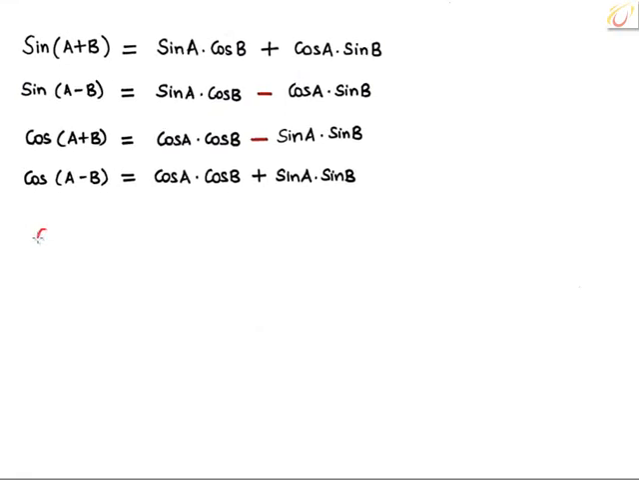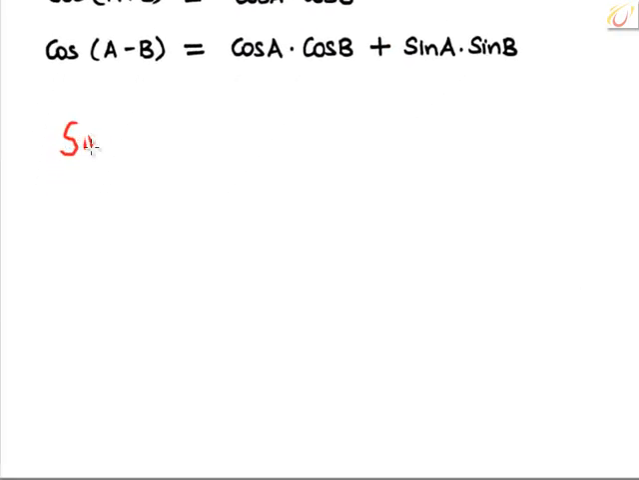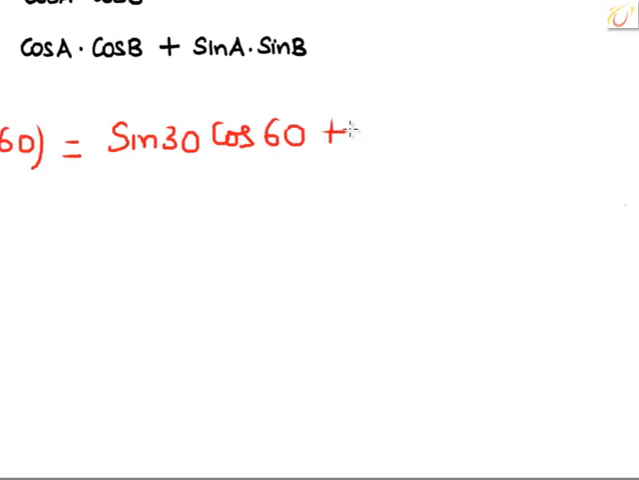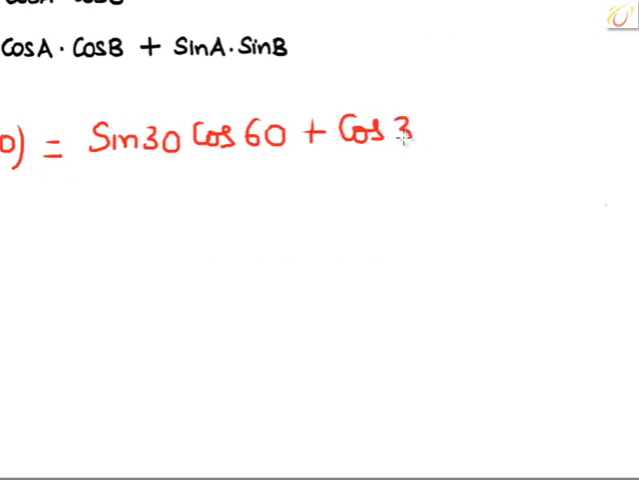So I take sin 30 plus 60. So what should I get? According to this formula, I should get sin 30 multiplied by cos 60 plus cos 30 multiplied by sin 60. So if you look at this, we know the values of sin cos from 0 to 90.